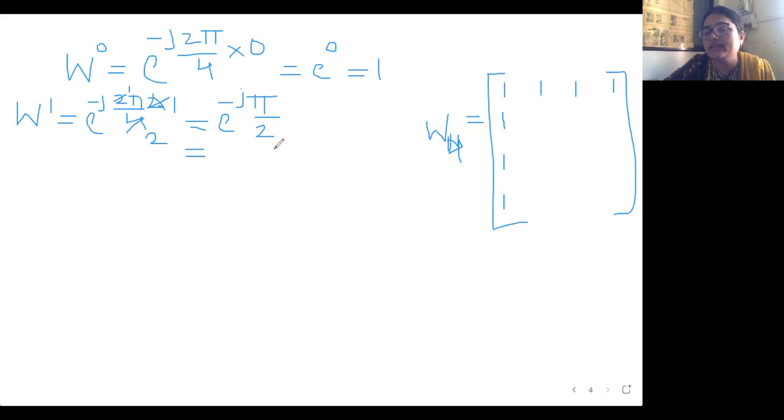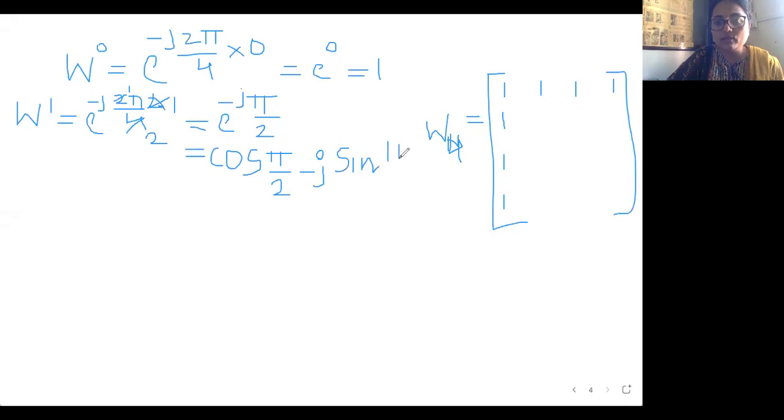e raised to minus j theta. How do you expand this? Cos theta plus j sin theta. Will it be plus or minus? Minus. So this I can write as cos theta minus j sin theta. What is theta in this case? Pi by 2. So cos pi by 2 minus j sin pi by 2.